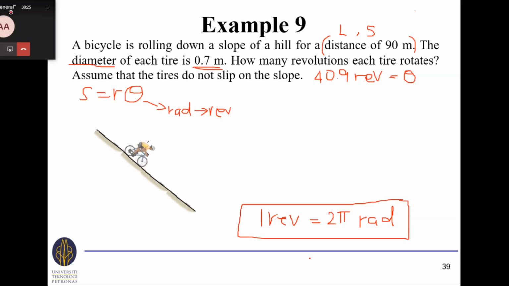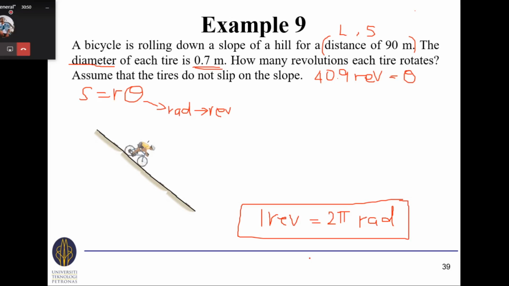For this chapter about a bicycle rolling down the slope, we won't consider the friction for now. We don't consider the friction for this one because this one is not related to any force. It's just the motion itself, not force yet.